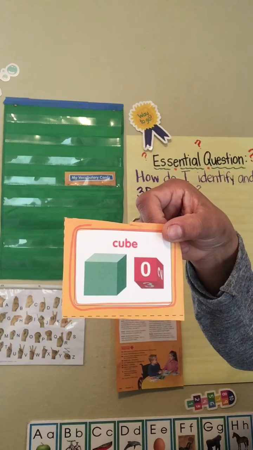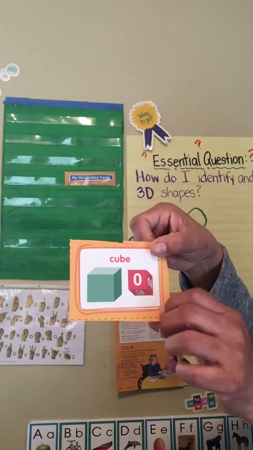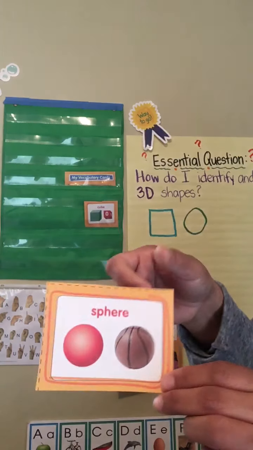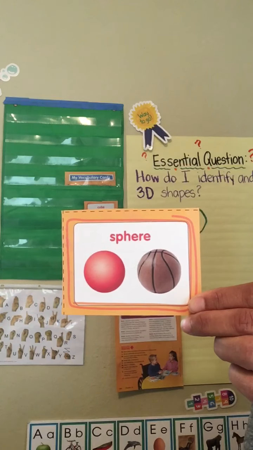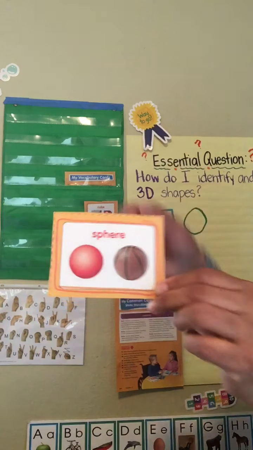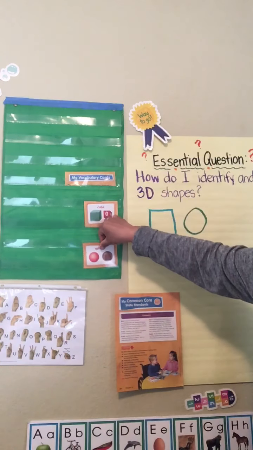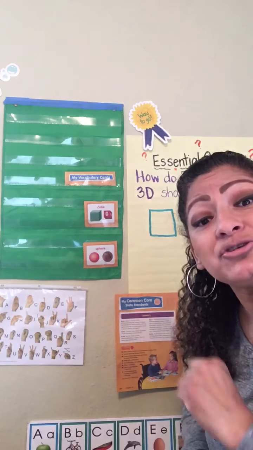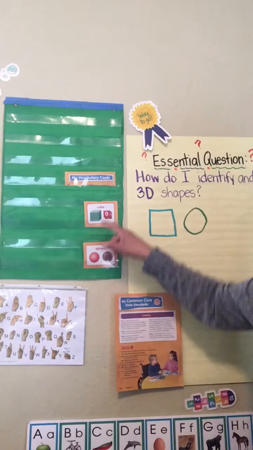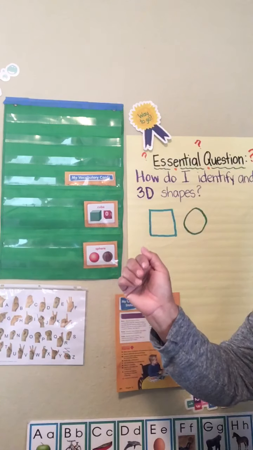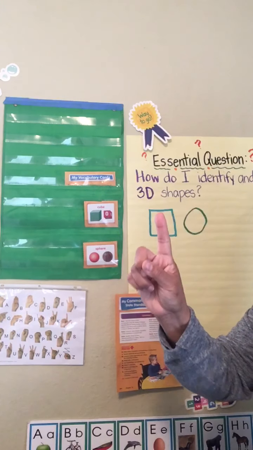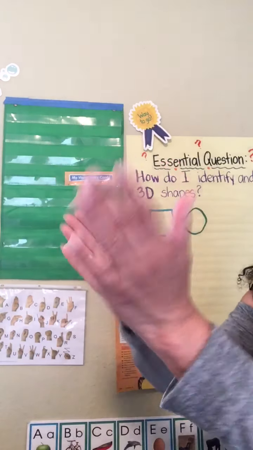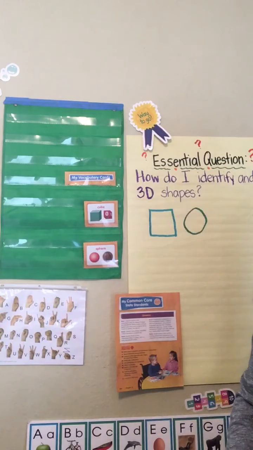Cube. Sphere. Sphere. Can you say that? Good. You know what? I like clapping the syllables. How about you join me? Cube. How many syllables? Sphere. Ready? Sphere. How many syllables?